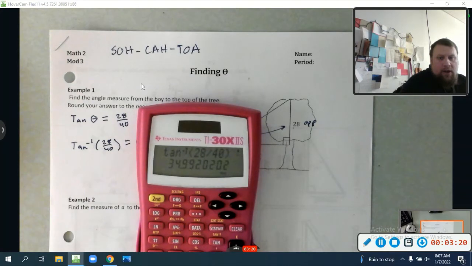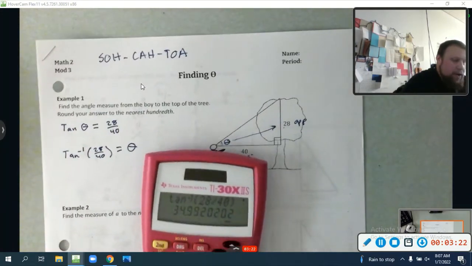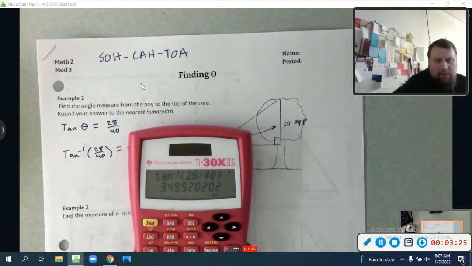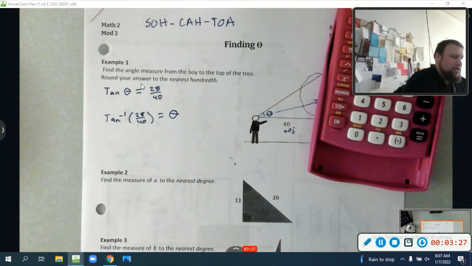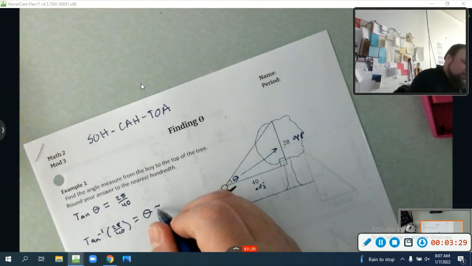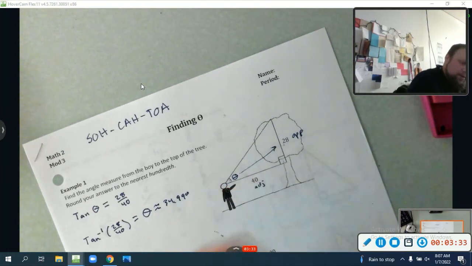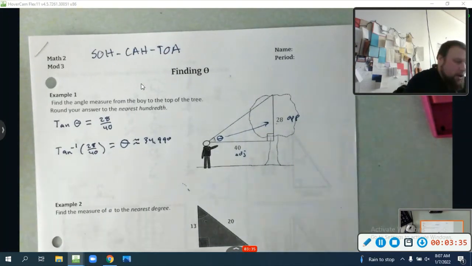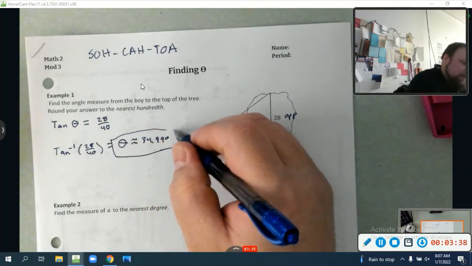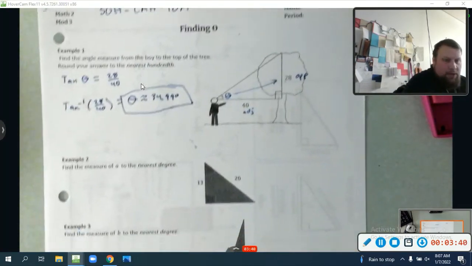And let's find out. It tells us, by the way, to round our answers to the nearest hundredth, and this is approximately 34.99 degrees. So our theta is approximately 34.99 degrees. Make sure you put that degree symbol. And that's our answer, and that's what we're doing today. So let's go ahead and try another one.